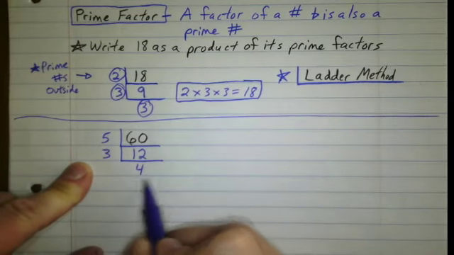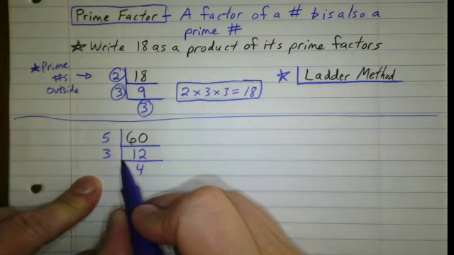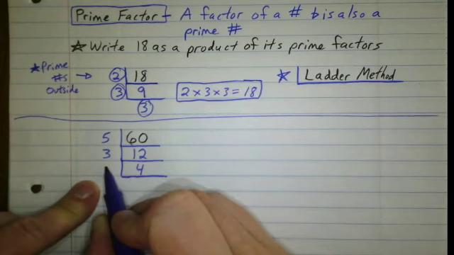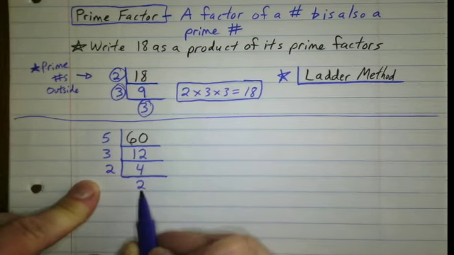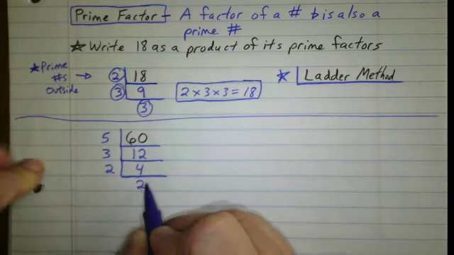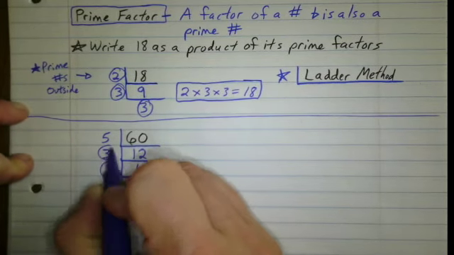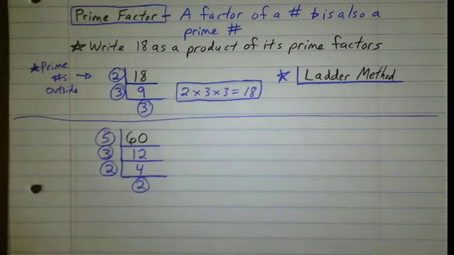Do I make another rung here? Is there something we could divide 4 by? Yep, 4 could be broken down into 2 and 2. This number 2 is prime, so I can stop. Circle all your numbers on the outside and on the bottom. Those are all of your prime factors.